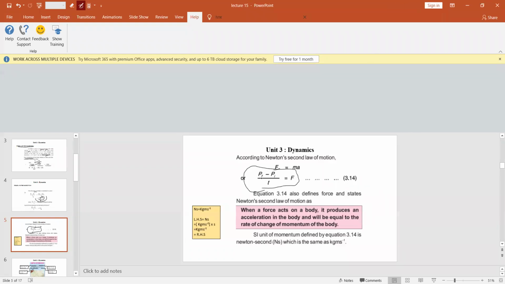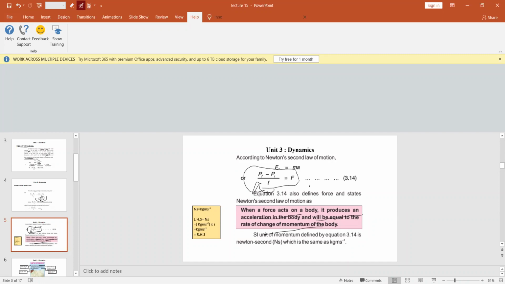All right. So this equation defines force, and now Newton's second law of motion is defined as: when a force acts on a body, it produces acceleration in the body and will be equal to the rate of change of the momentum of the body. All right. So this is the relation between momentum and the force, and it is a very important topic.